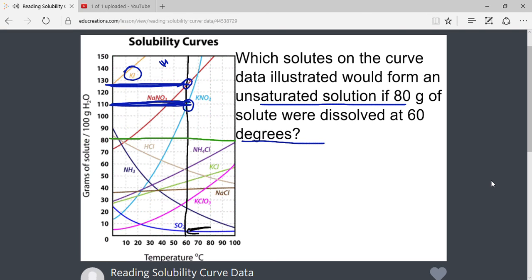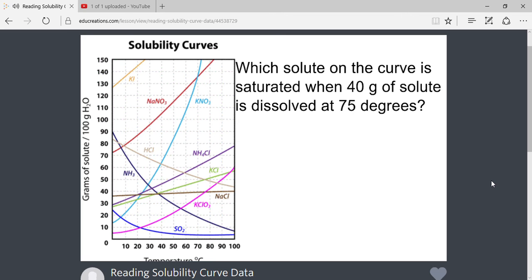Let us maybe look at one more question to practice the idea of saturated versus unsaturated using curve data. When reading this question, we're now interested in the saturation point for a specific chemical when 40 grams of the solute is dissolved at 75 degrees. Let us draw an upward line from 75 degrees till it crosses. We can see there are two chemicals that would have a saturation point very similar, with 40 grams of solute dissolving in 100 grams of water.